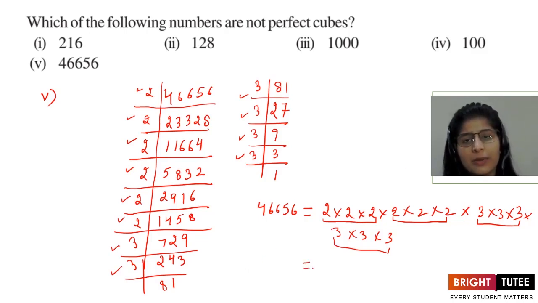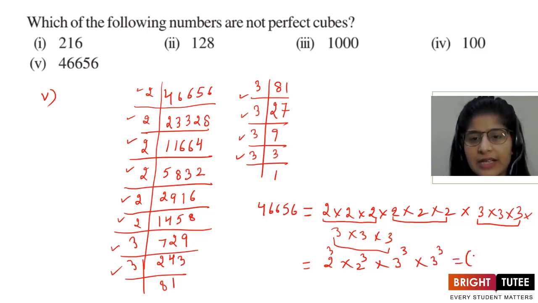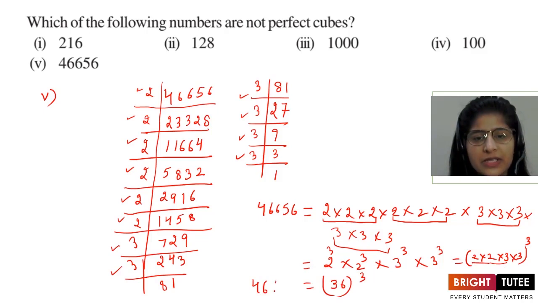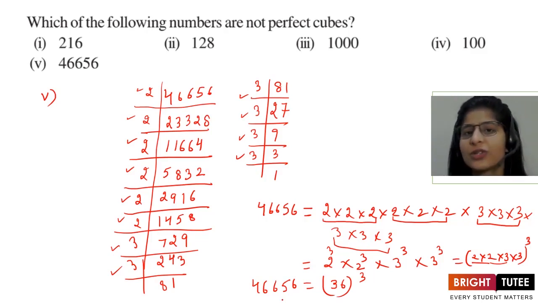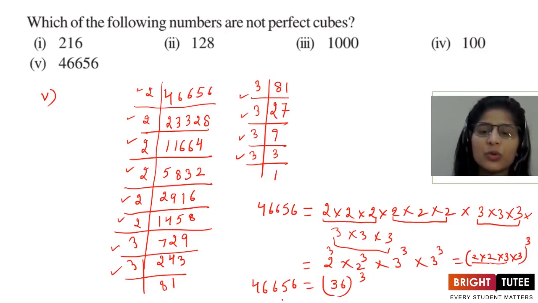Now of which number it is a cube, we can write 2 cube into 2 cube into 3 cube into 3 cube. And we can write it as 2 into 2 into 3 into 3 whole cube. So when we multiply, 2 2s are 4, 4 3s are 12, 12 3s are 36. We are getting 36 to the power 3. That means 46,656 is a cube of 36. Clear? So this is how we have found whether a number is a perfect cube or not, and of which number it is a cube. Clear? Let's move ahead now.